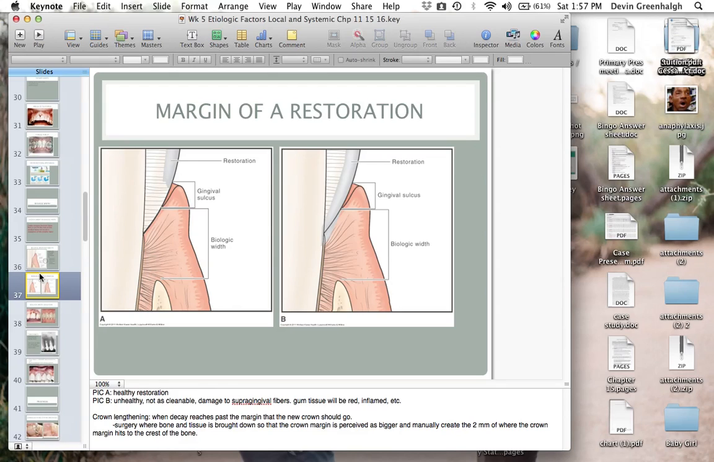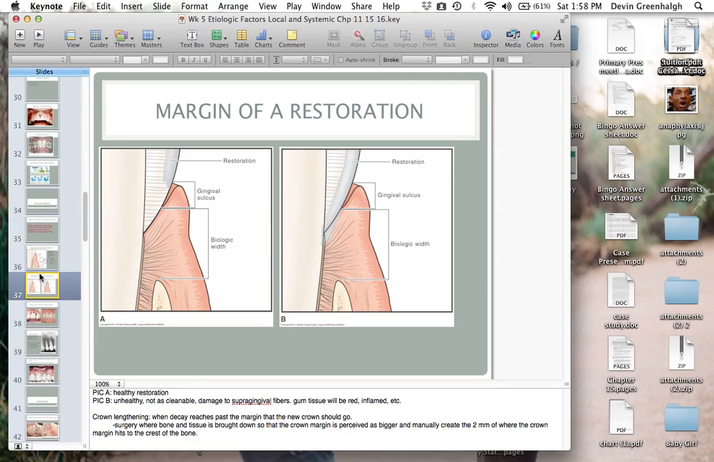So in the first picture, you have a healthy restoration. The crown margin is 2 millimeters away from the alveolar bone, the biological width. Second picture, the crown margin dips way past 2 millimeters and is affecting the biological width, which is causing not easily cleanable teeth, damage to supragingival fibers, inflammation, and redness.